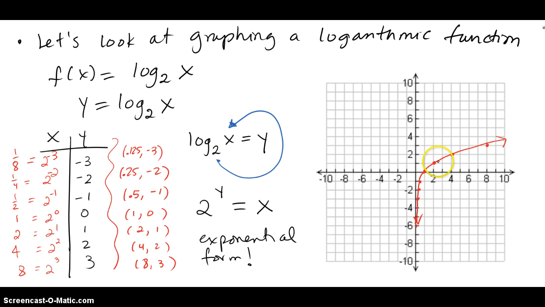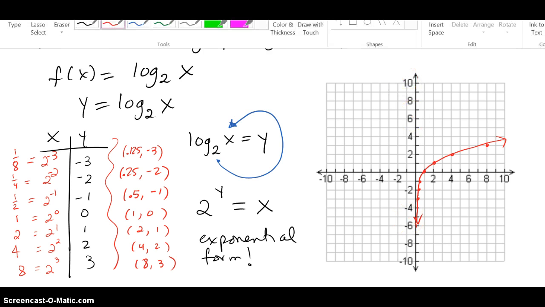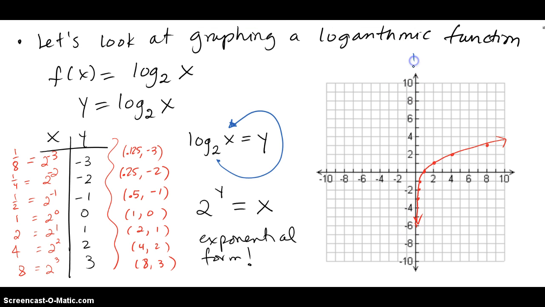When I connect them, I make sure that the y-axis is never crossed because the x-coordinate never becomes 0. As I keep putting in these y values, the x values get smaller and smaller, and on the other side they get bigger and bigger as I go to the right, but they never reach 0. So this actually has a vertical asymptote on the y-axis, which should remind us a lot of the exponential equation we were looking at. The vertical asymptote is the y-axis, or the line x equals 0.